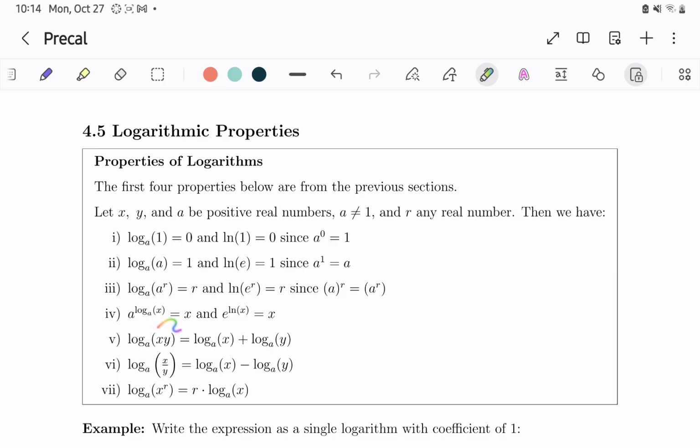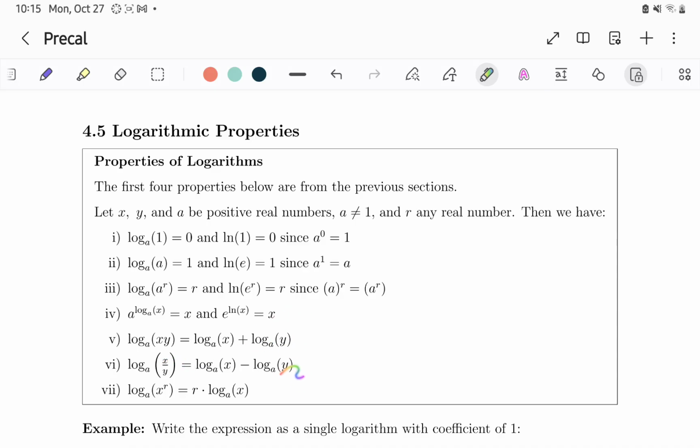And then next we have property 4. This was the last property we saw in the previous section, which says that a to the log base a of x is equal to x, and e to the natural log of x is equal to x. So if we ever have a to the log with the same base, then whatever is inside the logarithm is what that expression is equal to. This is again because exponential functions and logarithmic functions with the same base are inverses of each other. We can think of property 4 as the inverse property.